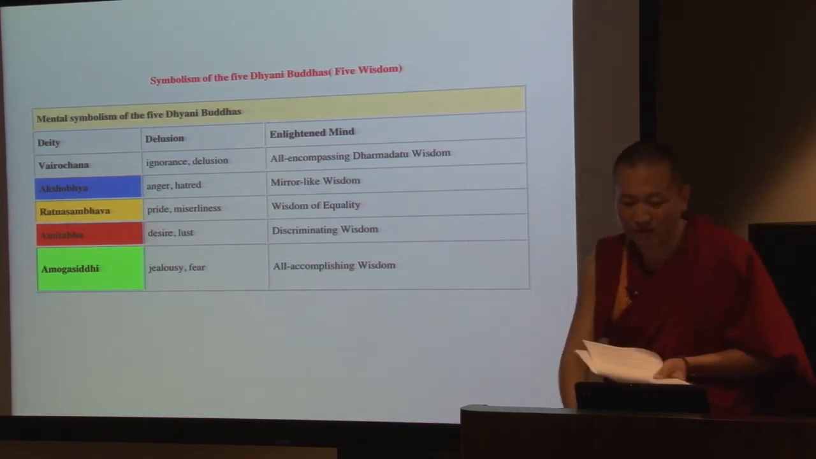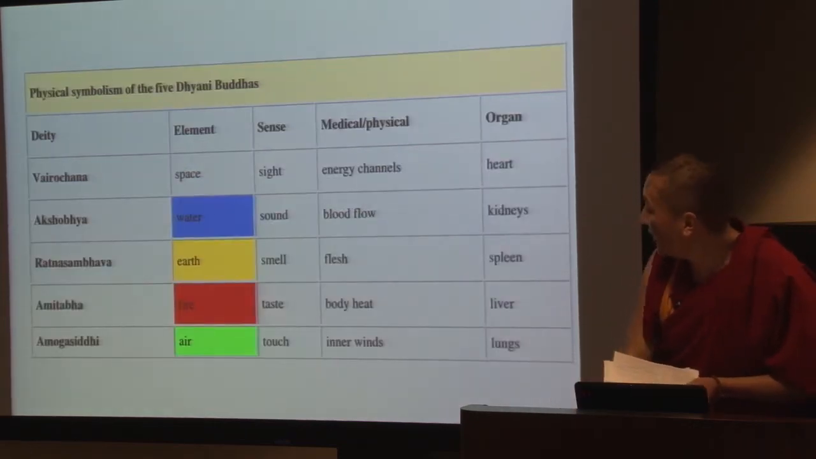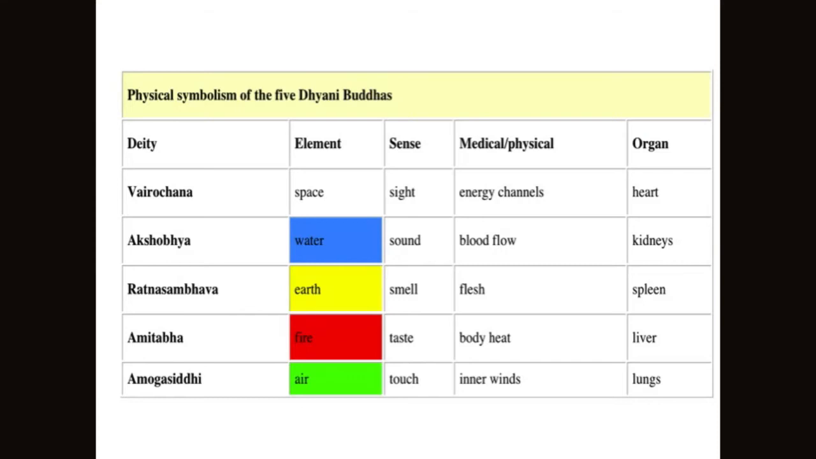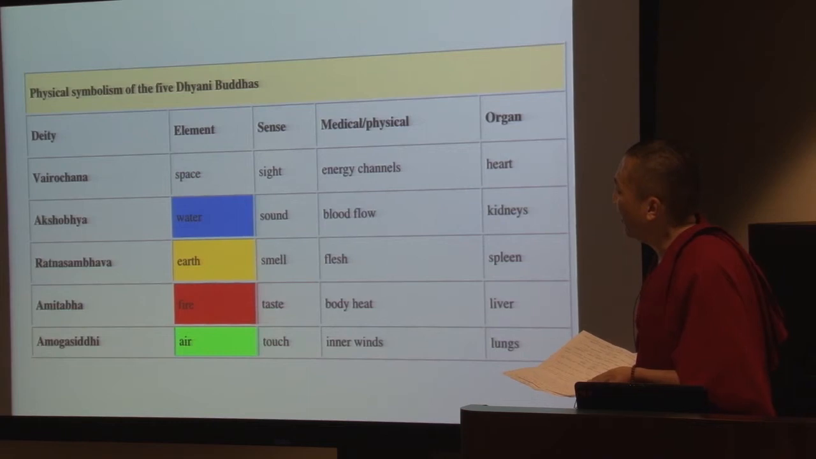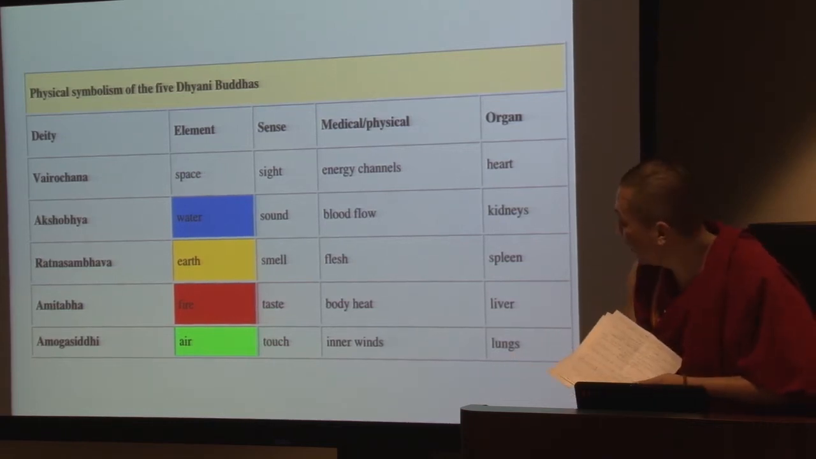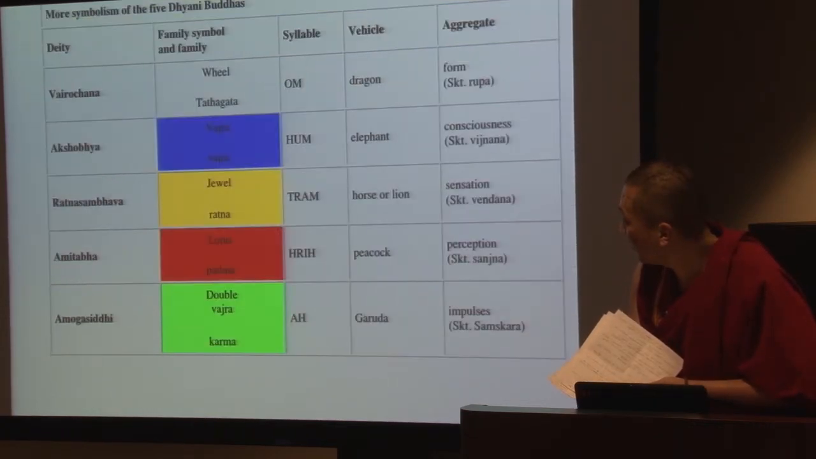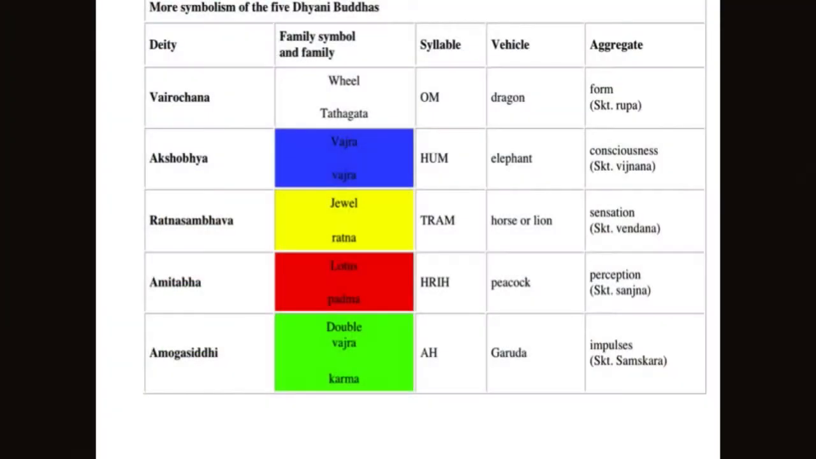And how those negative emotions have been counteracted by using those 5 different wisdoms. And then each of the five deities has its own different aspects, variation of space, sense, energy, organ, heart. So they have their own different aggregates. And these are the mantras. So that's the methodology, I guess.